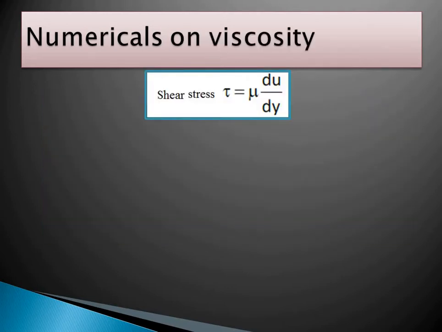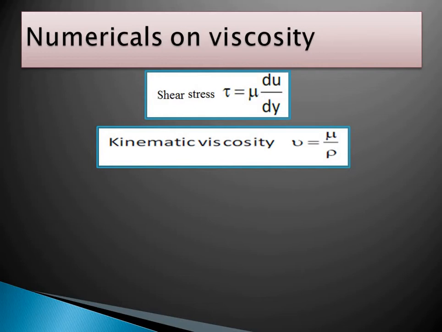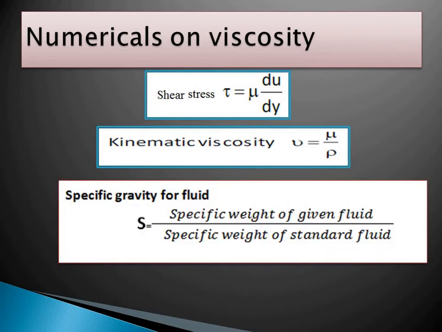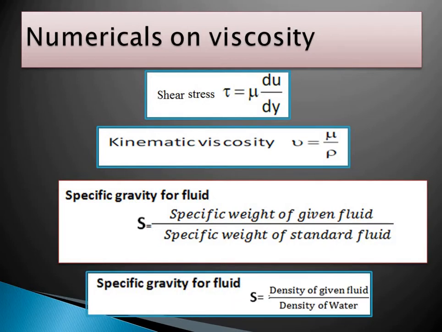Just for revision purposes, for the numericals on viscosity, know that shear stress tau can be given as mu into du by dy, where mu is the viscosity. Kinematic viscosity nu is equal to mu by rho. The specific gravity of a fluid S is the specific weight of the given fluid divided by the specific weight of the standard fluid. Using these formulas we are going to solve the numericals on viscosity. Again, the specific gravity of a fluid S is the density of the given fluid divided by the density of water.